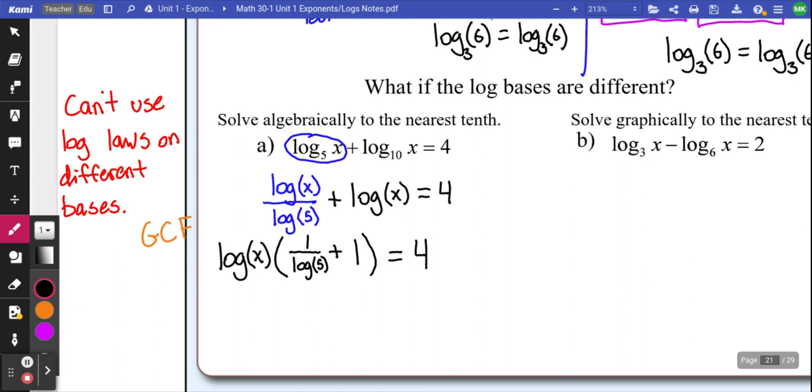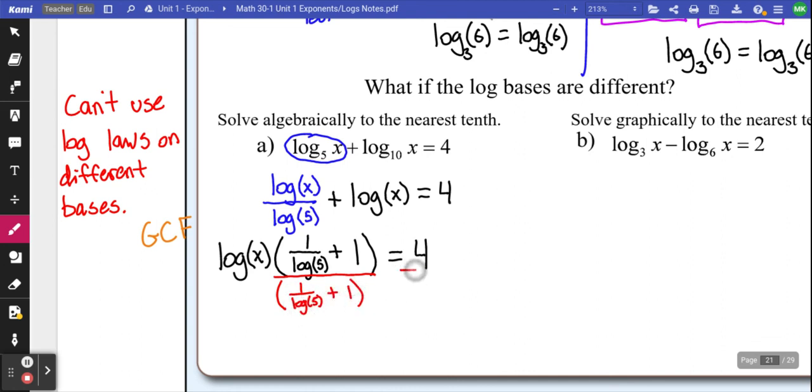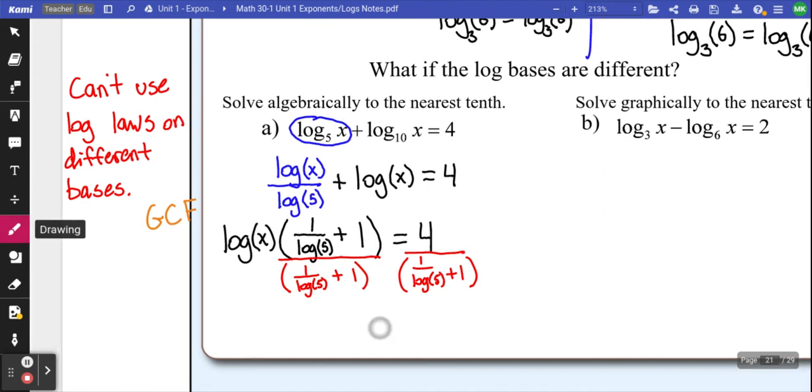I now have x kind of off to its side. Just like we did in the other stuff, we're going to divide this whole binomial to the other side. So divide 1 over log 5 plus 1. So you have this: log x equals that entire mess.